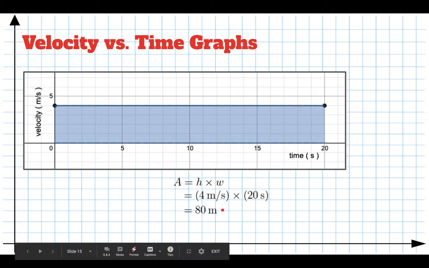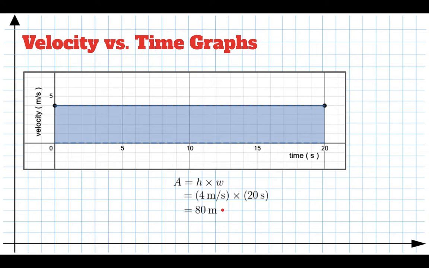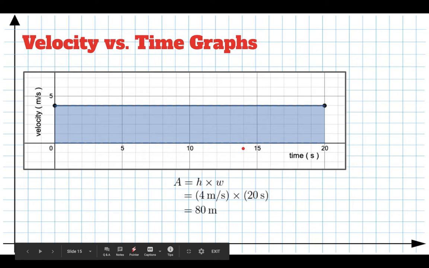Now you could probably solve that one already. If I told you you were going 4 meters every second, how far would you go in 20 seconds? You would take 4 times 20, and you would get the answer. So that one's kind of intuitive. But it helps to see that another way to think about that 4 times 20 is the area of the rectangle.